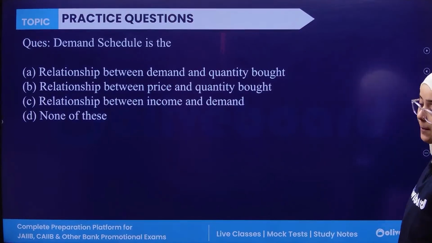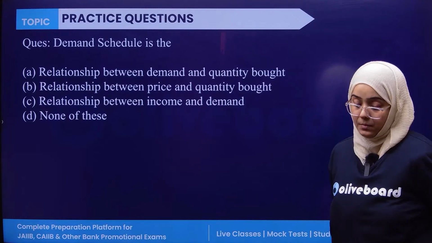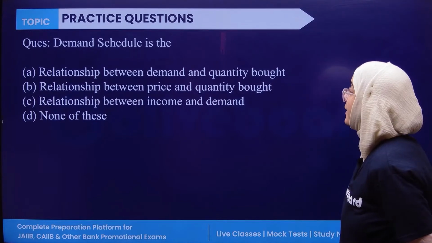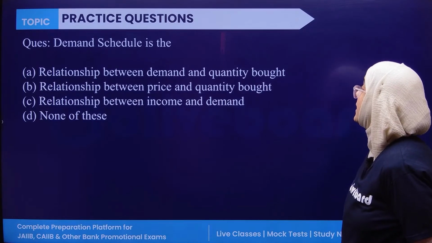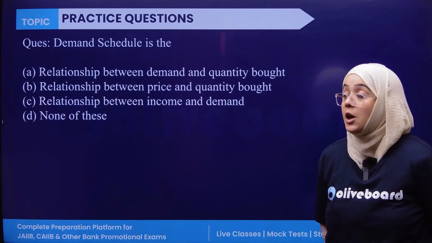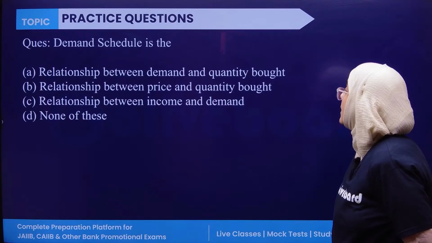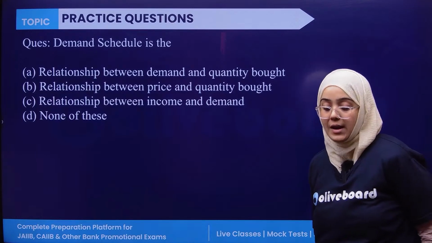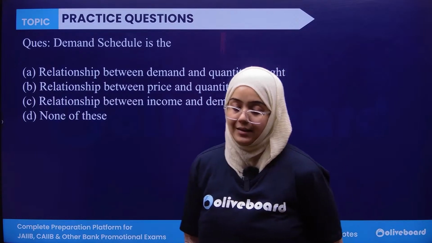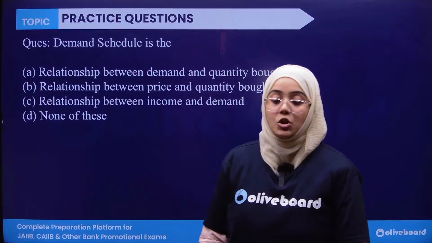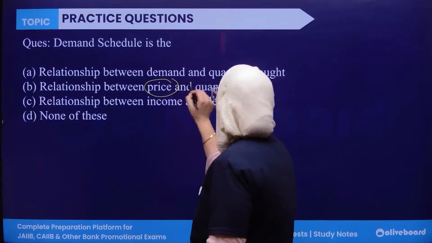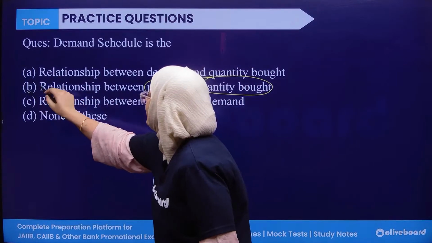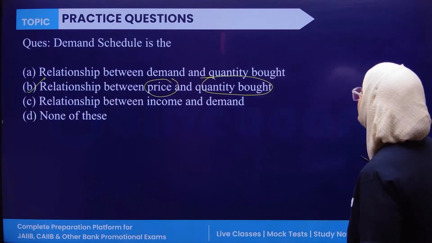Now let's start with the practice questions. First, the demand schedule is the relationship between demand and quantity bought, the relationship between price and quantity bought, the relationship between income and demand, or none of the above. Very easy, you can all answer this question. So what is the demand schedule? It is the relationship between price and quantity demanded. Obviously, B is the correct answer.